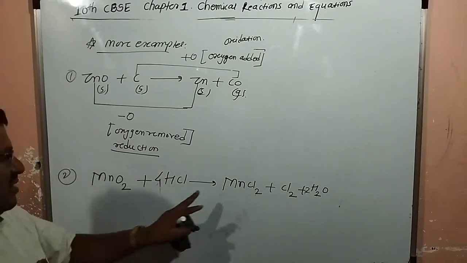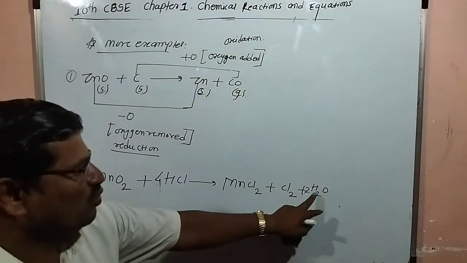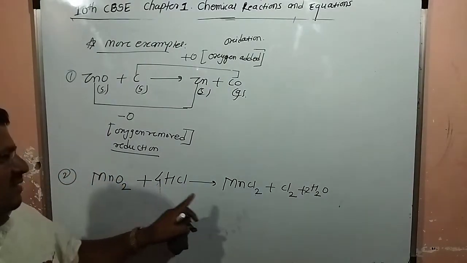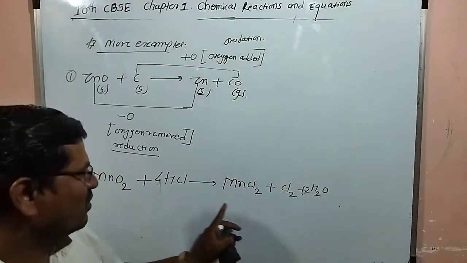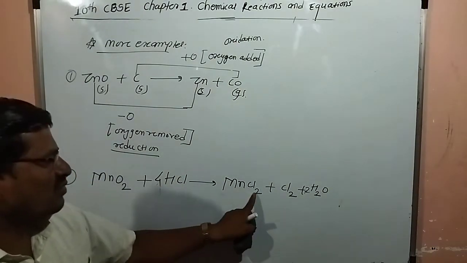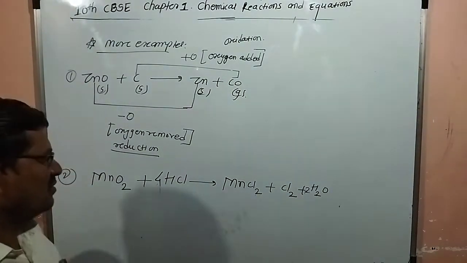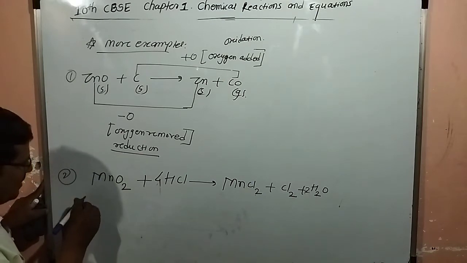Mn 1 is there, Mn 1 is there. O2 is there, 2 O is there. 4 H is there, 2 2s are 4. 4 Cl is there, 2 Cl plus 2 Cl. So the reaction is balanced.